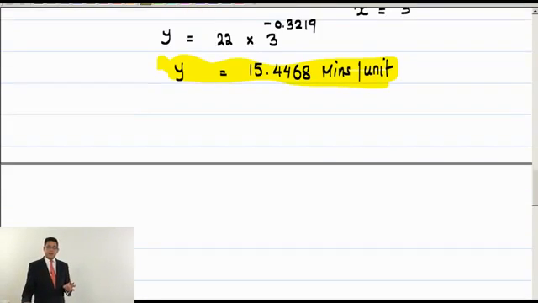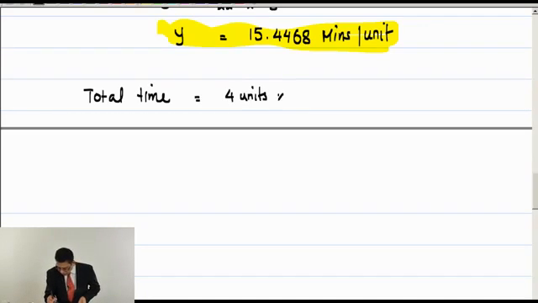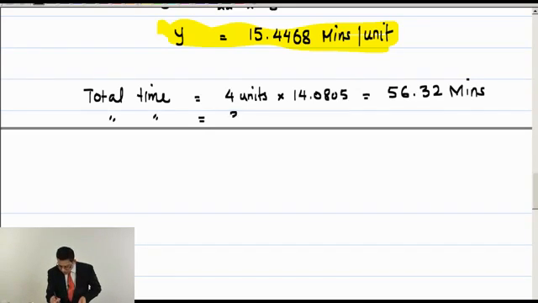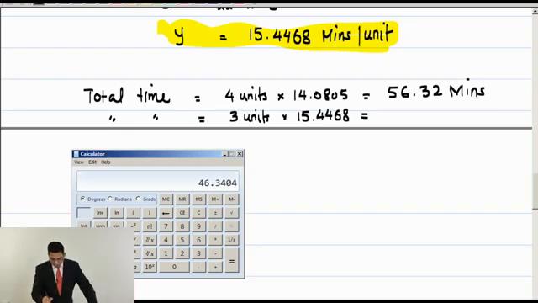Once this formula has been applied twice, the second step is we calculate total time. So for 4 units, total time will be 4 into 14.0805, which was calculated already, 56.32 minutes approximately. And now we are calculating total time for 3 units. So 3 units times 15.4468 minutes, which gives us 3 into 15.4468, 46.34.